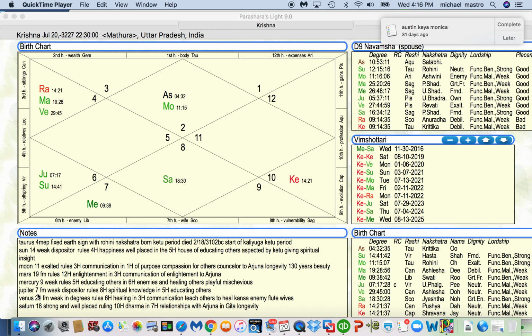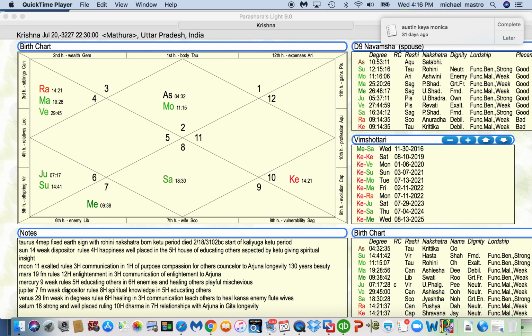Jupiter is at 7 degrees. It's in the house of educating others, and Jupiter itself is teacher, educator. It is functional malefic. It has also a weak dispositor, and it rules this 8th house of spiritual knowledge, researching, and this educating others in that spiritual knowledge.